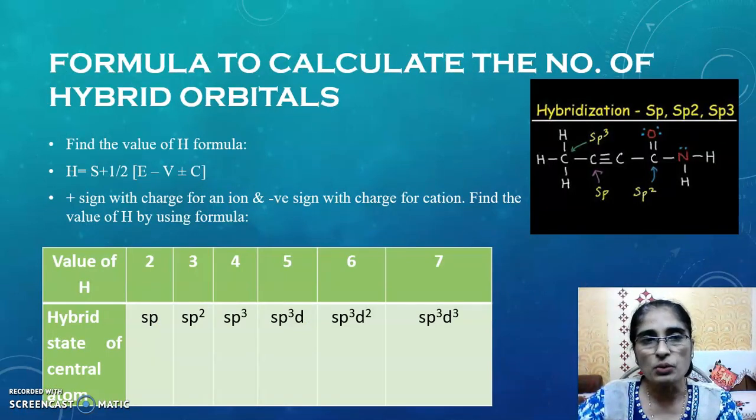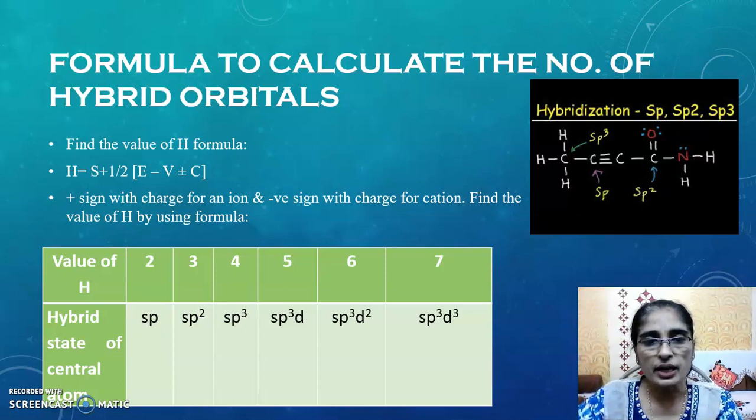Now, this is the formula to calculate the number of hybrid orbitals: H is equal to S plus 1 by 2, E minus V plus or minus C. Here plus or minus C represents the charge present on the ion, positive or negative. S is the number of surrounded atoms, H is the hybrid state we are going to find out, and E is the number of valence electrons.